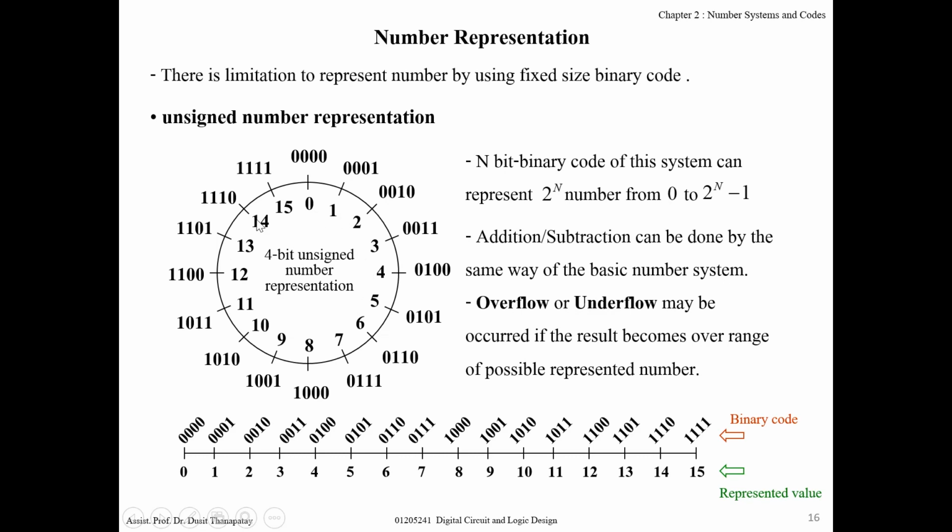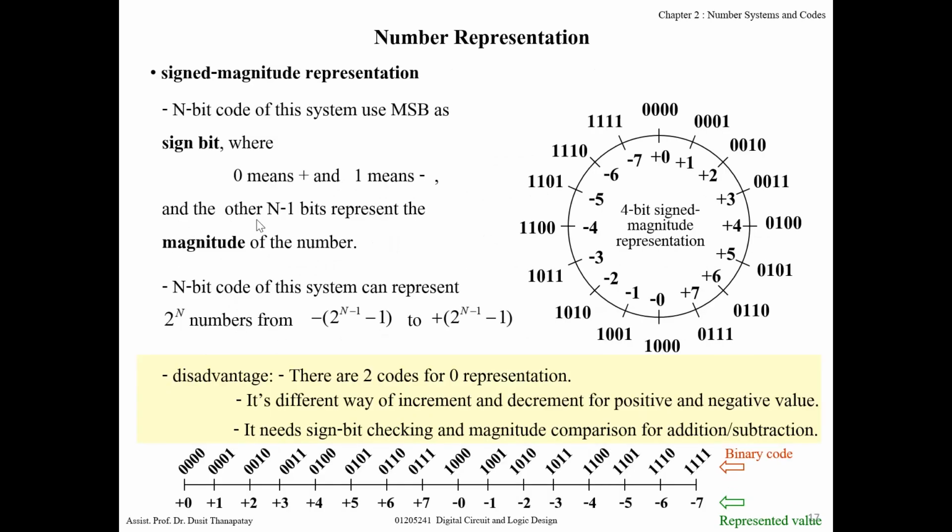Now, this unsigned number represents only 0 and positive numbers. It is not used for negative values. If you want to use negative values, maybe this one. Let's consider this one. For this number system, the binary code can represent both positive and negative numbers.